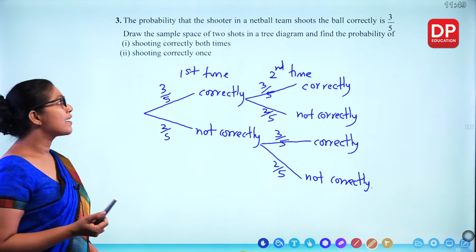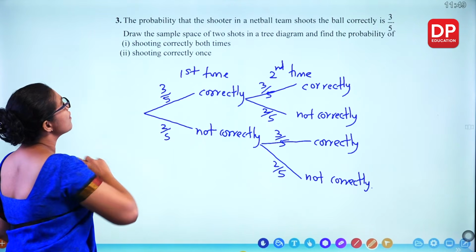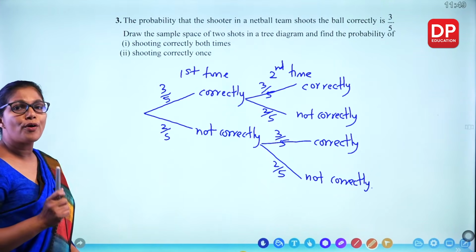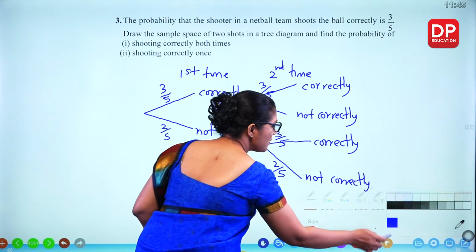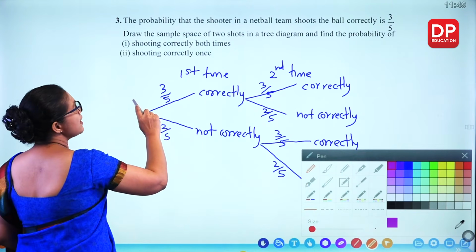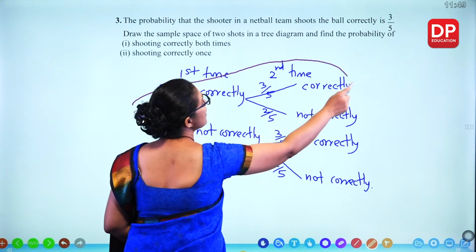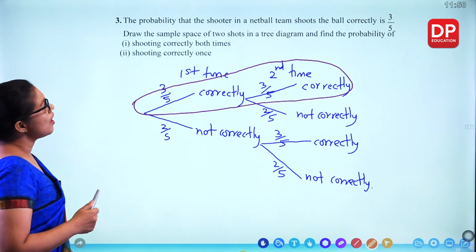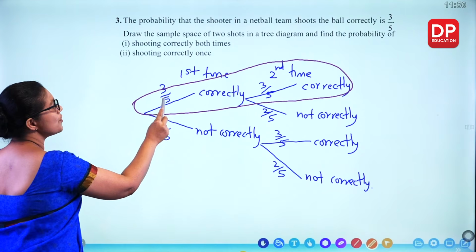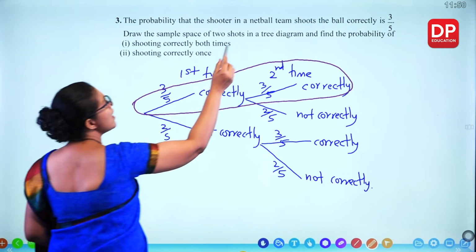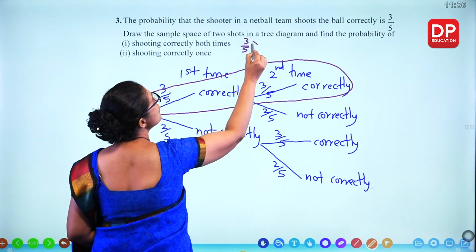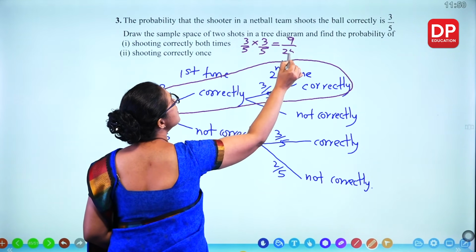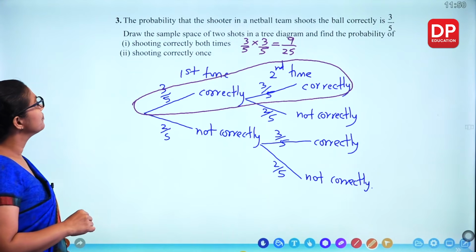Now we have the tree diagram. Now using that diagram, we'll try to answer the first part. Shooting correctly both times. Identify the region. Both correctly means correctly and correctly. So this is the correct branch. How can we find out the probability? 3/5 and 3/5. Multiply. So 3/5 into 3/5, you are getting 9/25. Part 2.